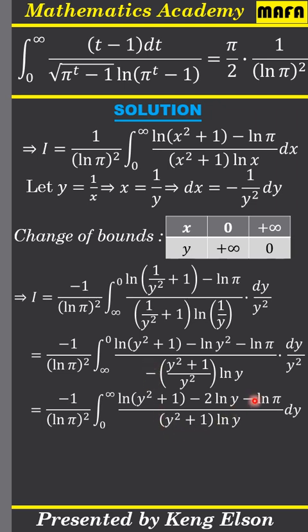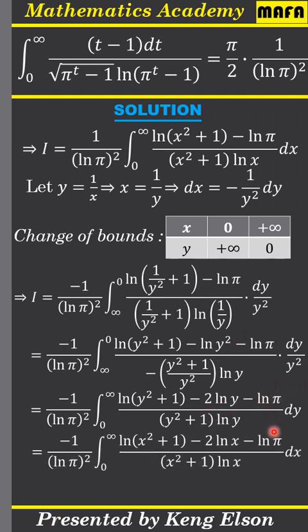Now you realize that this y squared here cancels with this y squared here because both of them are in the denominator. So it's possible for them to cancel. When they cancel off, what do we have next to simplify? Ln y squared is the same as 2 ln y.